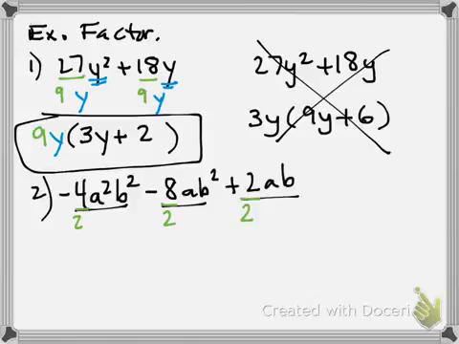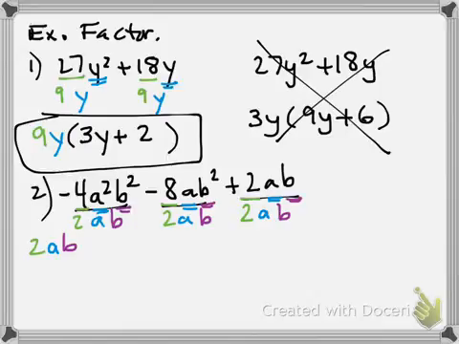All right, let's look at our a's. I have an a squared, an a, and an a. So what can I pull out? Just an a. I'm limited to the smallest amount of them. And then b's, I have a b squared, a b squared, and a b. So what can I pull out? B. So my GCMF is 2ab.